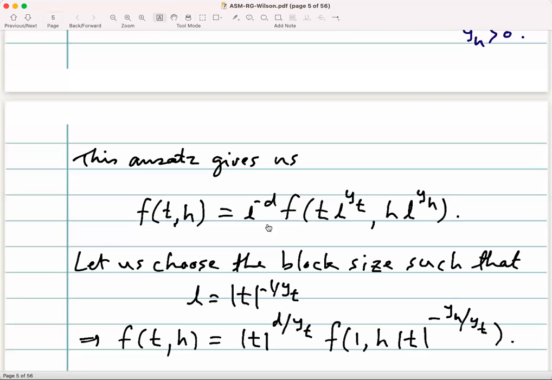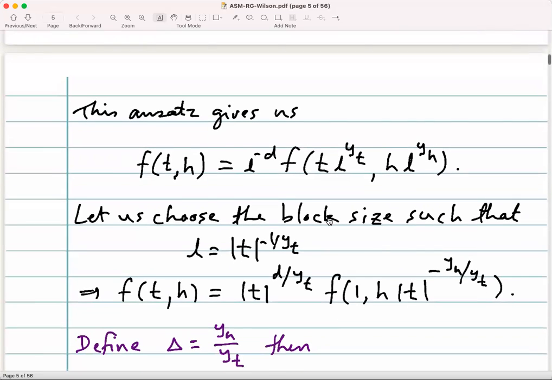That transformation would correspond to saying that we are going to choose L in such a way that, for a temperature T, T to the minus 1 by yt would be equal to L. Okay, if you do that, then T times L to the yt would just be equal to 1.